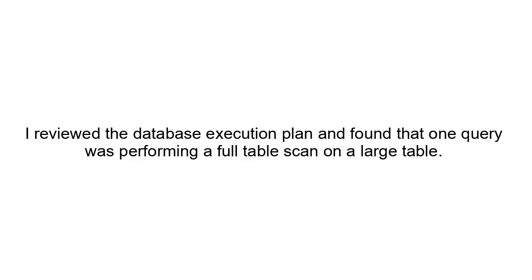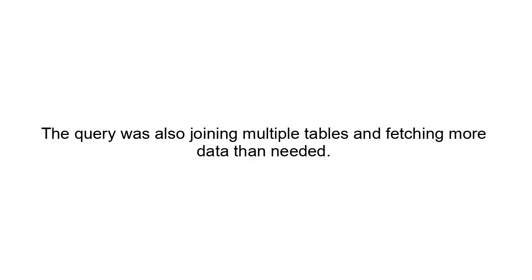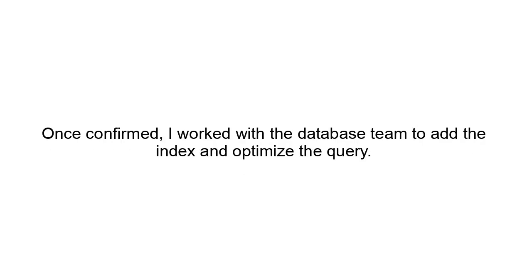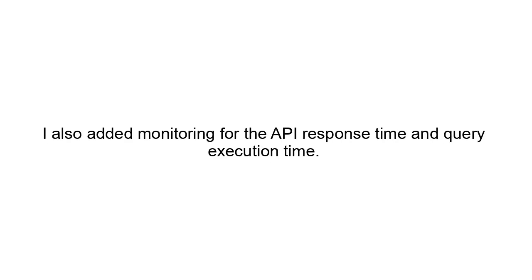I reviewed the database execution plan and found that one query was performing a full table scan on a large table. The query was also joining multiple tables and fetching more data than needed. To confirm the root cause, I tested the query with production-like data and compared execution time before and after adding a proper index. Once confirmed, I worked with the database team to add the index and optimize the query. I also added monitoring for the API response time and query execution time.